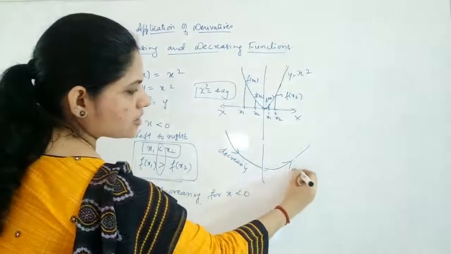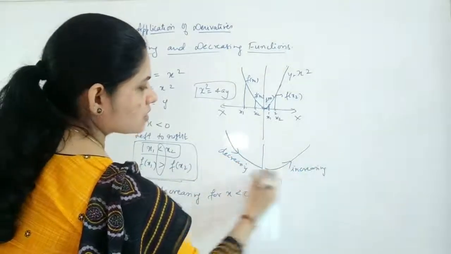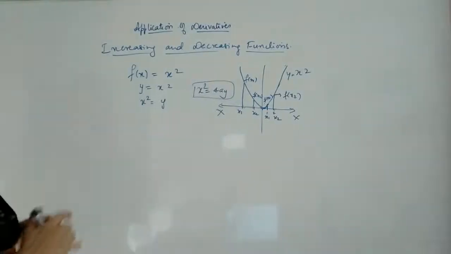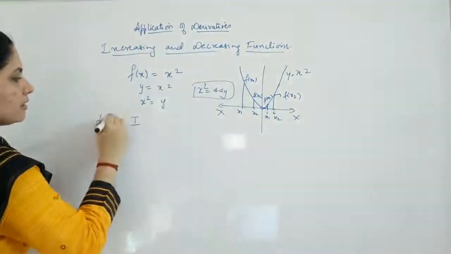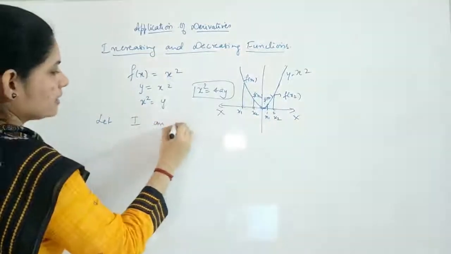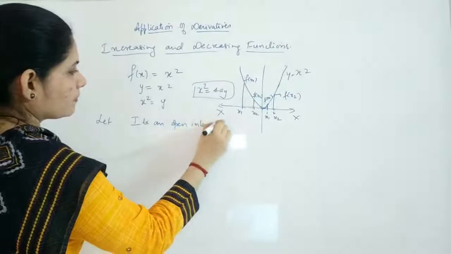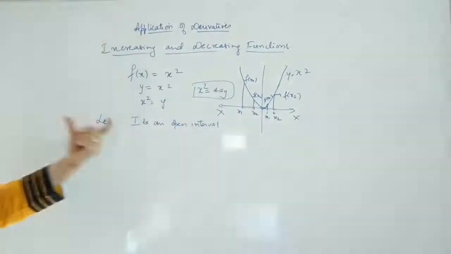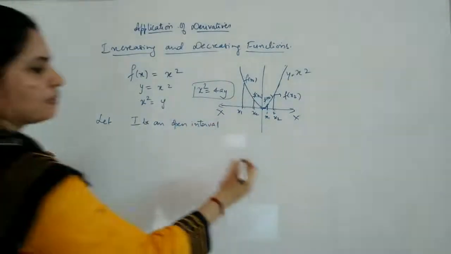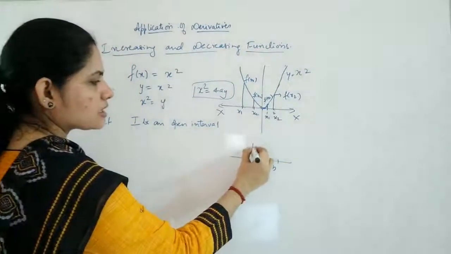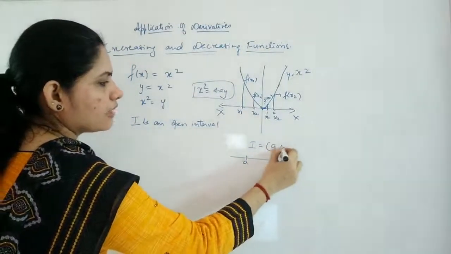And in this part, it was increasing function. So this is a basic definition of increasing and decreasing function. Let I be an open interval in the domain. That means we are choosing, suppose I am taking from this part to this part, this is AB. So I am just taking I is equal to open interval AB.